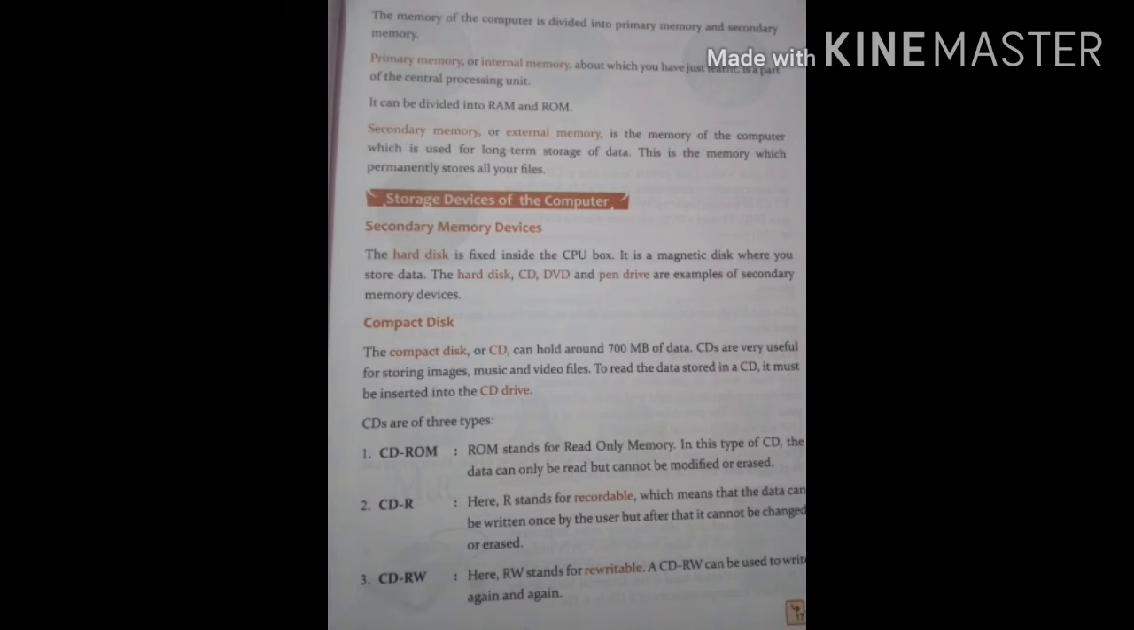There are three types of CDs. They are CD-ROM, CD-R, and CD-RW. CD-ROM. ROM stands for read-only memory. In this type of CD, the data can only be read but cannot be modified or erased.